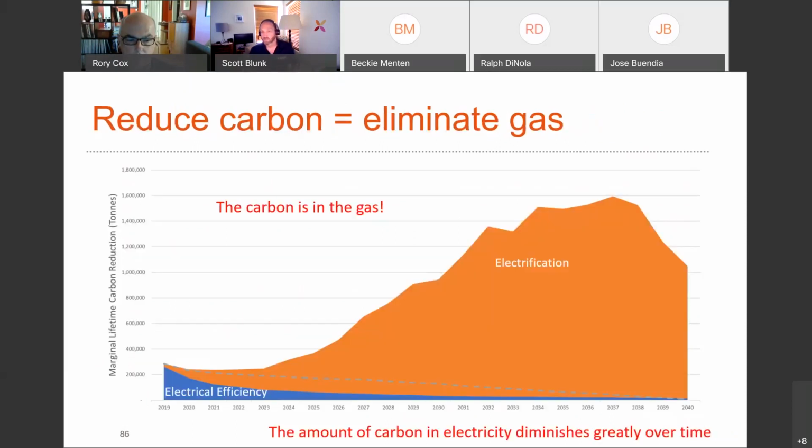This is what our plan looks like moving forward. This is SMUD's plan for getting to net zero, at least on the building side of things. The budget in 2040 is slightly more than the budget in 2020 for electrical efficiency, yet there's very, very little carbon left by 2040 in doing electrical efficiency.